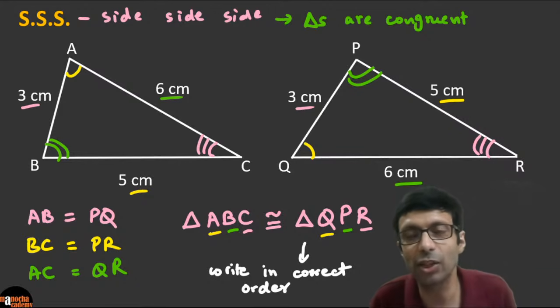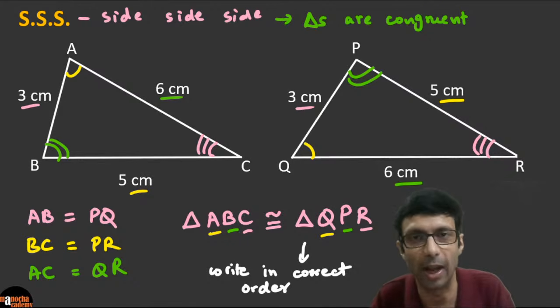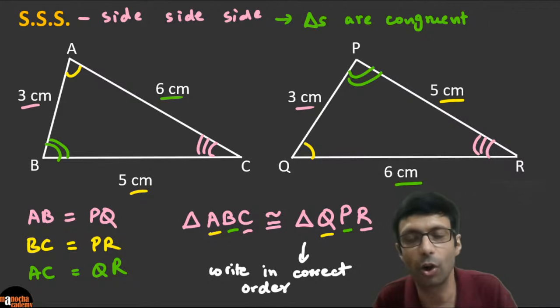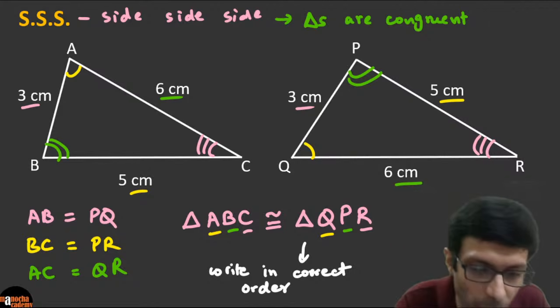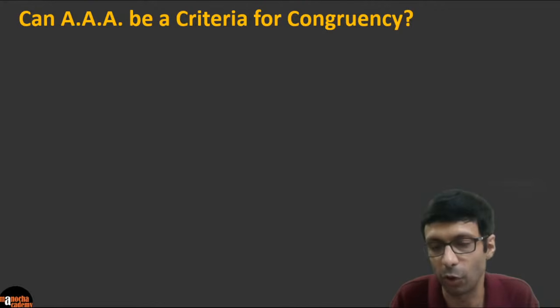If the three sides of a triangle are equal, they are of course going to overlap. As you saw here, when you rotate them, they will overlap. Now one question for all of you: can angle be a criteria for congruency?